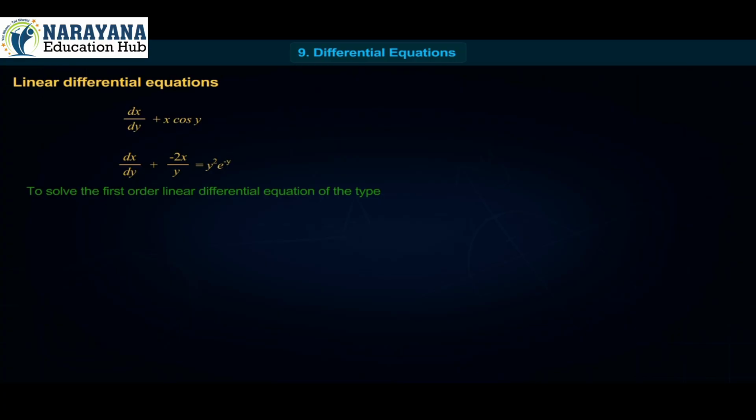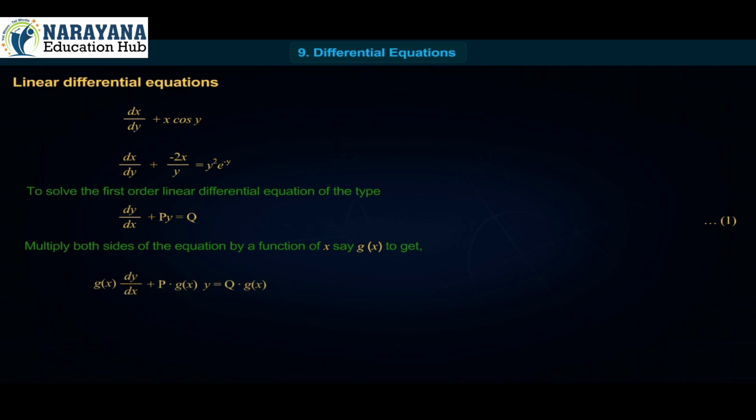To solve the first order linear differential equation of the type dy by dx plus py is equal to q, equation 1, multiply both sides of the equation by a function of x, say g of x, to get g of x dy by dx plus p into g of x into y is equal to q into g of x. Equation 2.